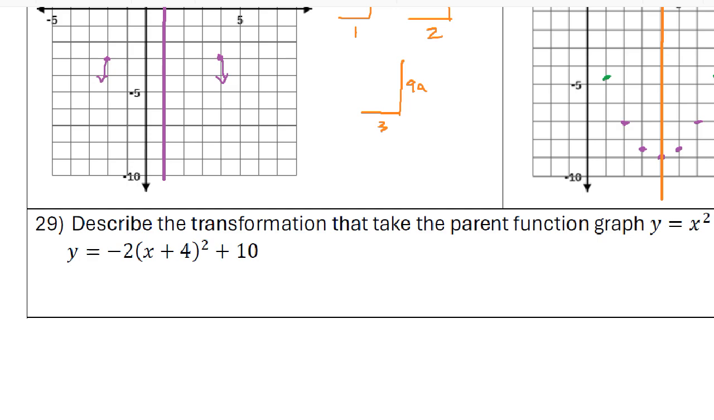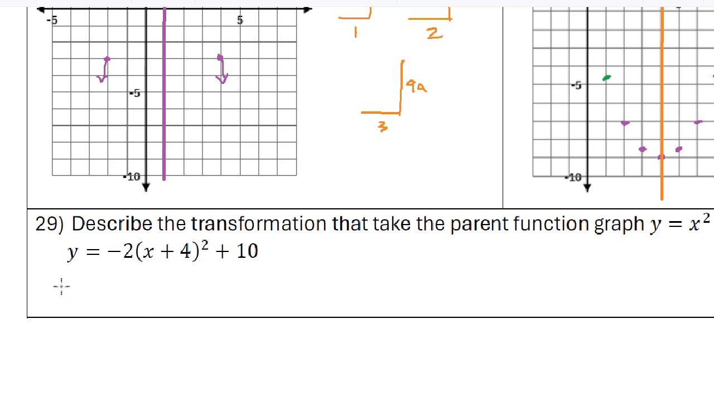All right, class, last one, question number 29. Describe the transformations, that should be a plural there. Describe the transformation that takes the parent function graph y equals x squared to the graph y equals -2 times (x plus 4) squared plus 10. I'll tell you right now, this actually becomes pretty darn easy when you know what vertex form looks like.